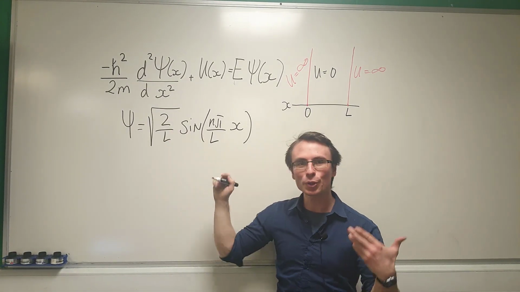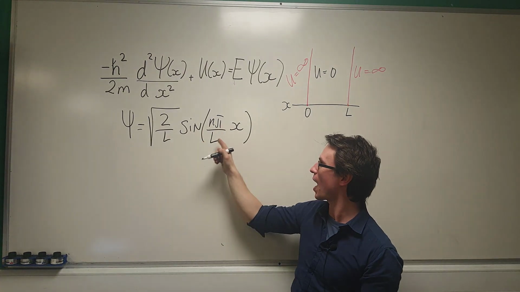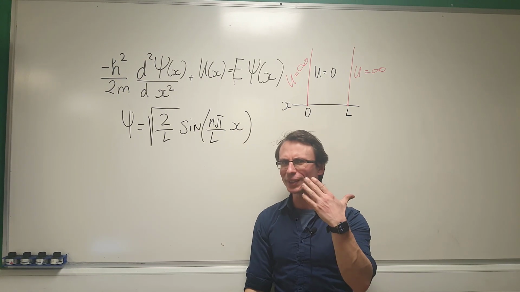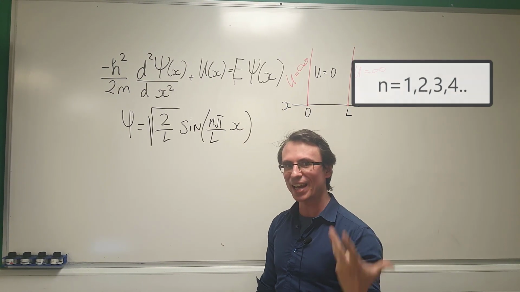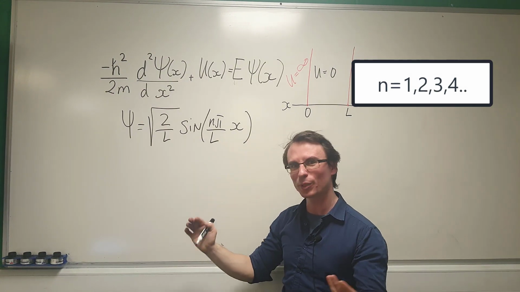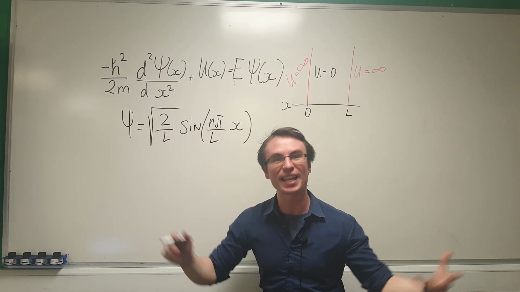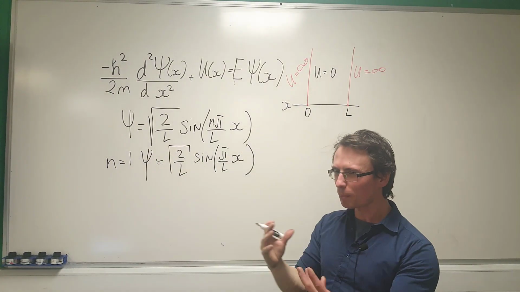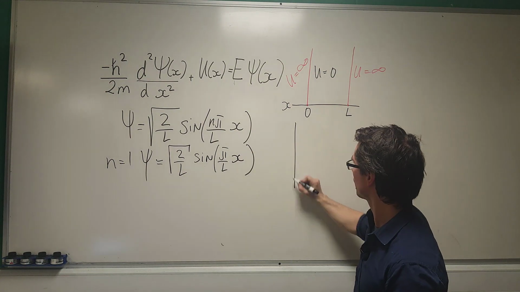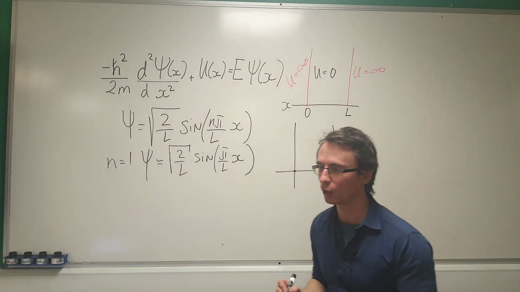Let's have some fun with this equation. So we know that our solution for psi is telling us that it is proportional to sine of n pi over L multiplied by x. So this tells us that only integer values of n are allowed, because that's the only time when the sine function will vanish at L. So let's just have a look at n is equal to 1, for instance. What will the probability of finding this particle between 0 and L actually look like?